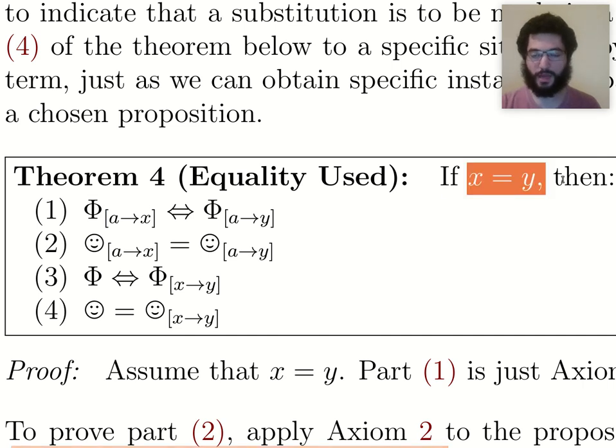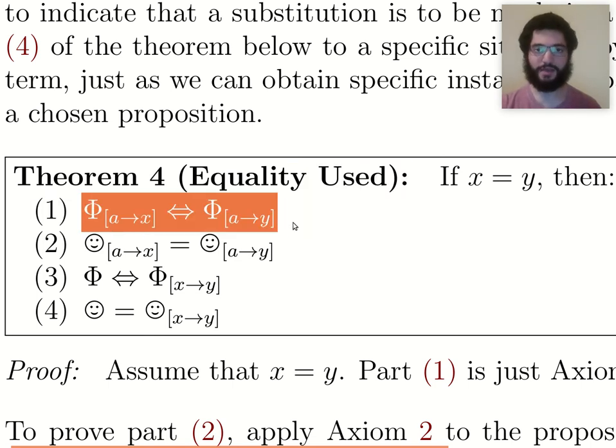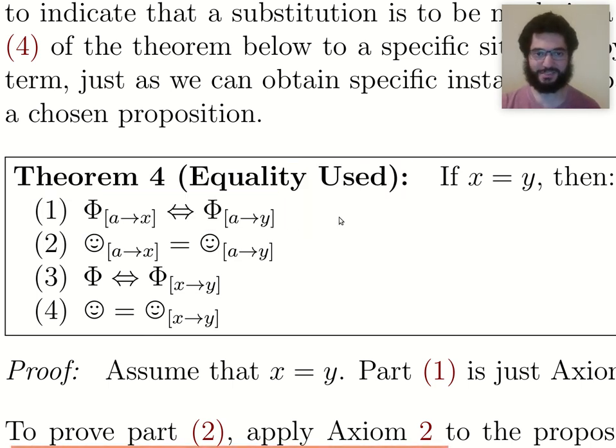If x equals y, then it's a big conjunction. 1 holds, 2 holds, 3 holds, and 4 holds. Number 1, well, that's actually just a repeat of Axiom 2, right? If x equals y, then this is true. Number 1 is just a repeat of Axiom 2, and that's just listed here for convenience so that you can go to Theorem 4 and see everything in one place. And then 2, 3, and 4 are kind of the new stuff.